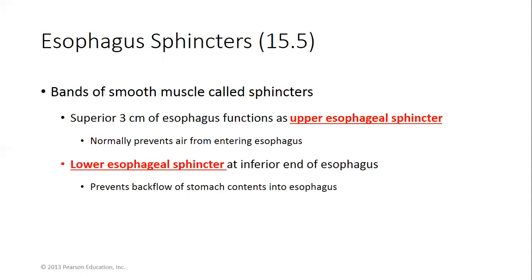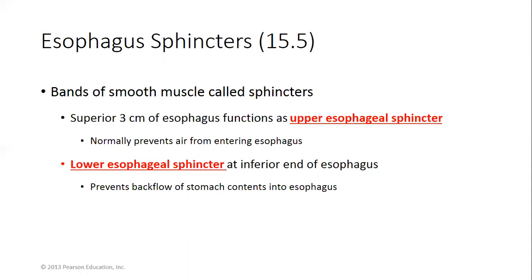So usually the upper esophageal sphincter is in the uppermost portion of the esophagus, and that functions to prevent air from entering the esophagus. So it will close off as you swallow food and prevent the movement of more air into the esophagus, which can get trapped and cause gas buildup in the digestive system.